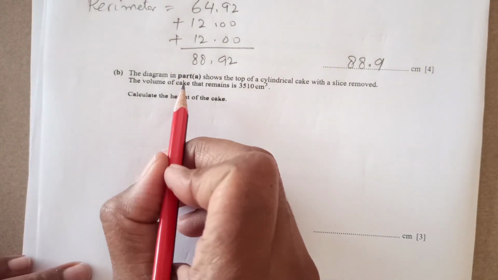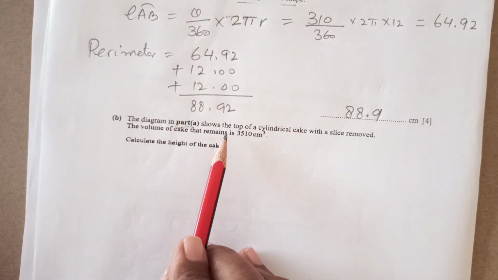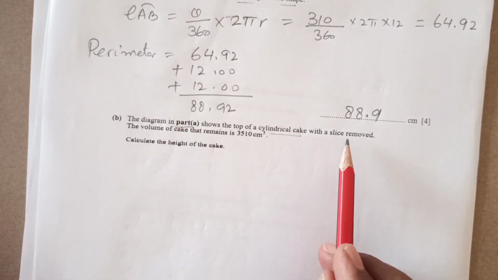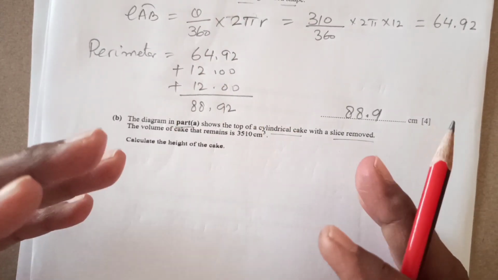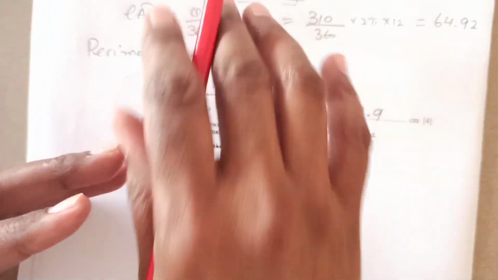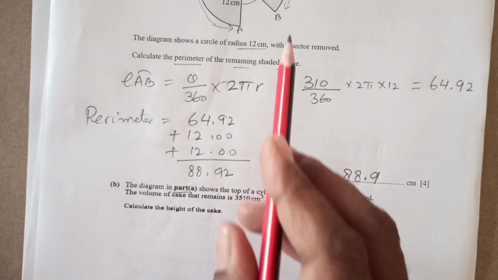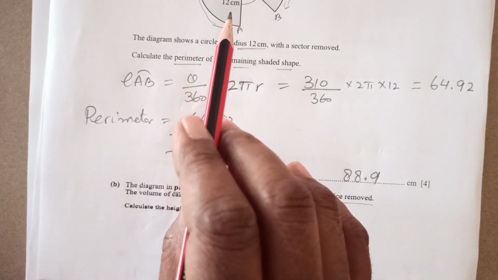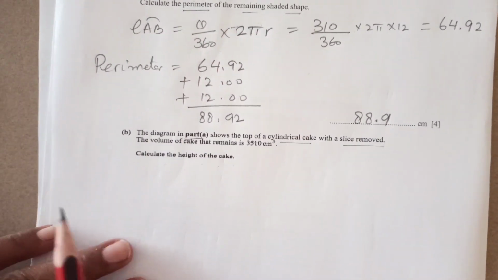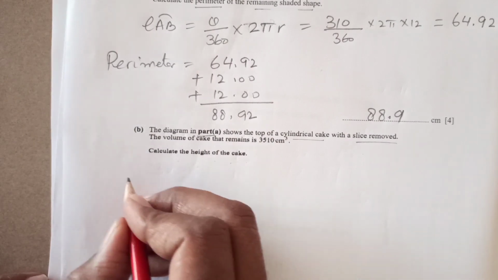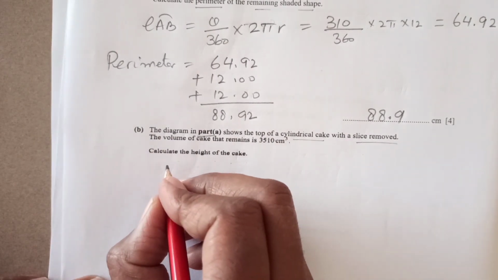Now the diagram in part A shows the top of a cylindrical cake with a slice removed. So it is like a cake. So this one is the top part, right? Calculate the height of the cake. So that will become a cylindrical prism. Okay, so the cake is like a prism now.